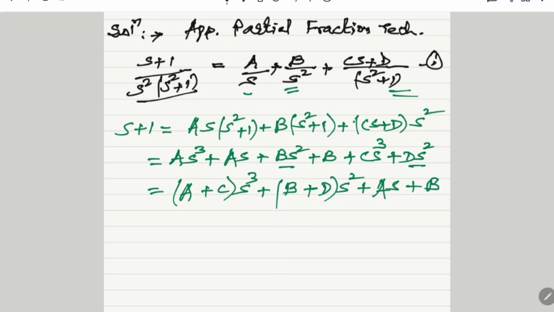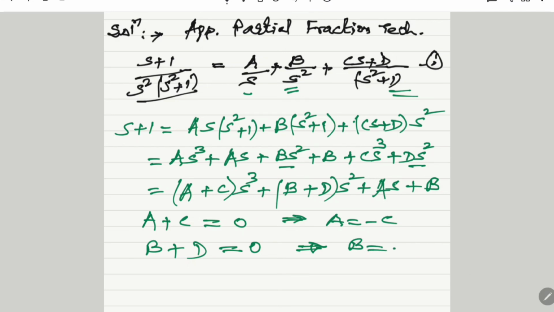Then comparing two sides, the coefficient of s cube on the right hand side is a plus c and there is no term of s cube on the left hand side, therefore its coefficient is 0. This gives you a is equal to minus c. Then the coefficient of s square is b plus d and there is no term of s square on the left, therefore its coefficient is 0. It implies b is equal to minus d.